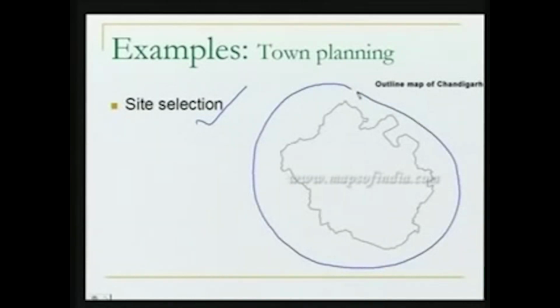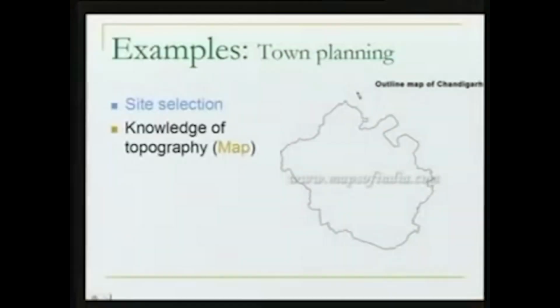Initially, when the town was being planned, what was there in this site? No town, of course. There were fields, villages, rivulets, maybe some roads. That's it. Nothing more than that. So someone went to this area. What does he need to do? He needs to know the topography.